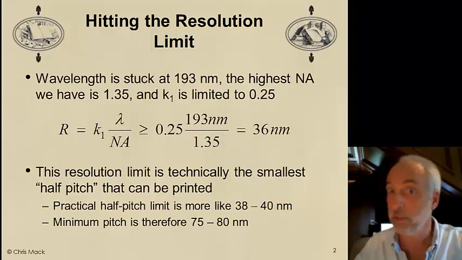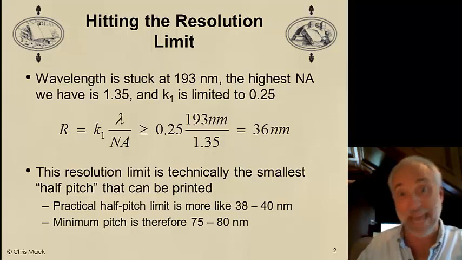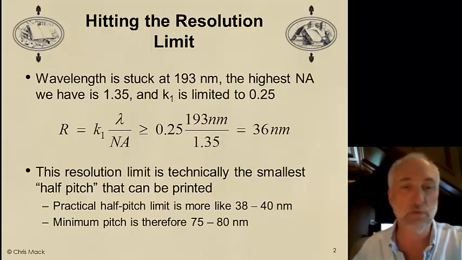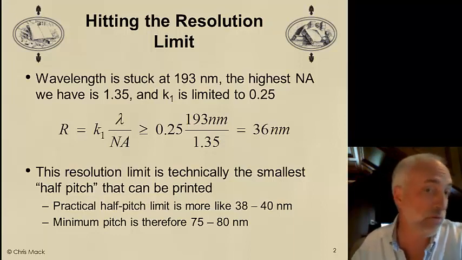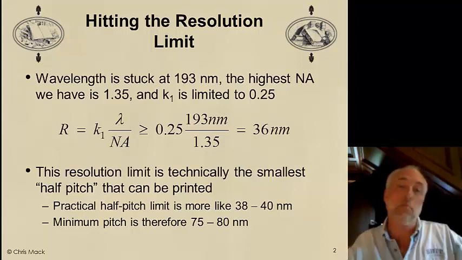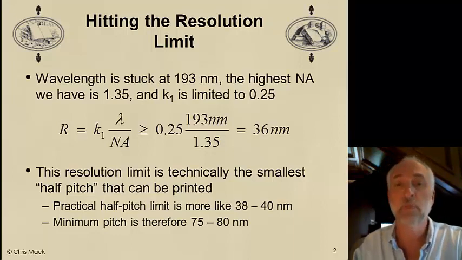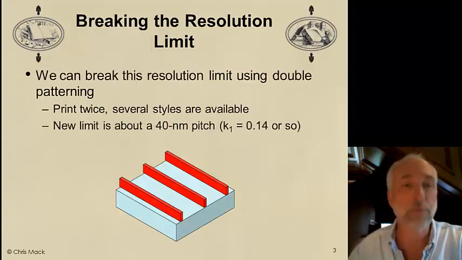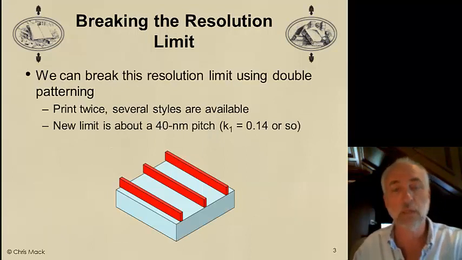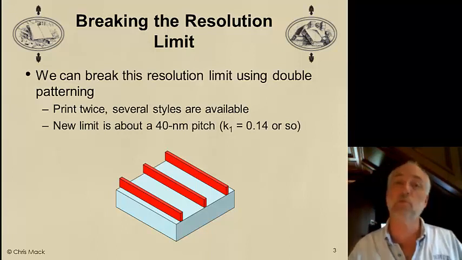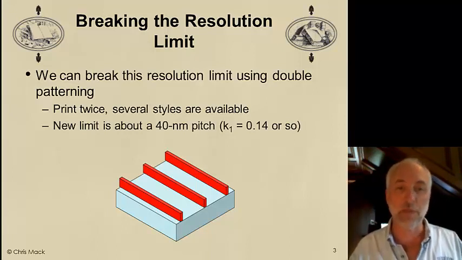The problem is we want to do better than this. And we've been at this limit for several years. These 1.35 NA tools came out 3 or 4 years ago. And we want to keep moving, keep progressing down to smaller features. So, how do we do that? Well, one option is double patterning. This hard cutoff resolution limit is the limit for a single lithography step. But if we print twice, we might be able to do something better.